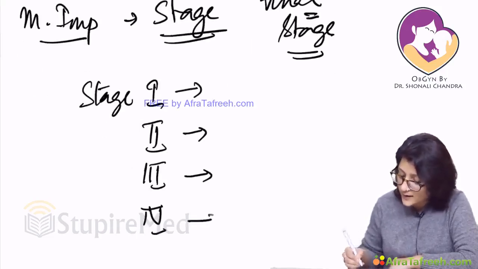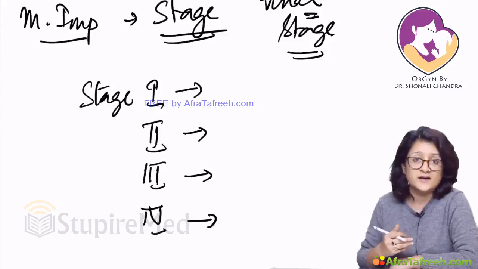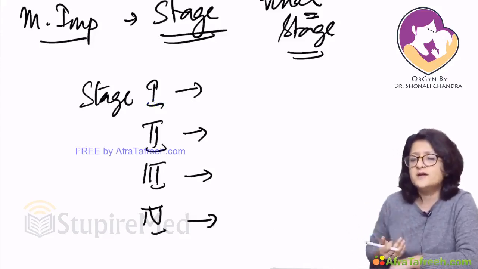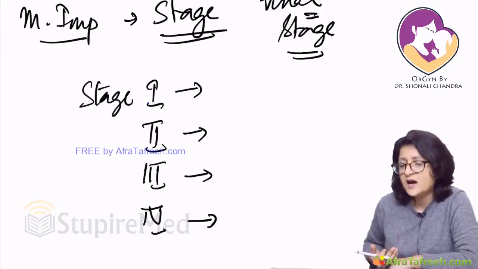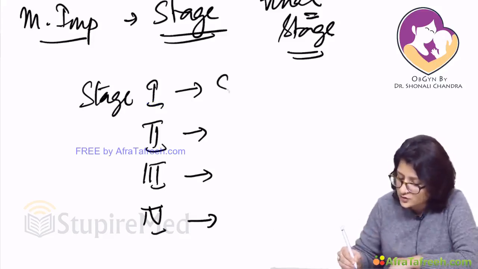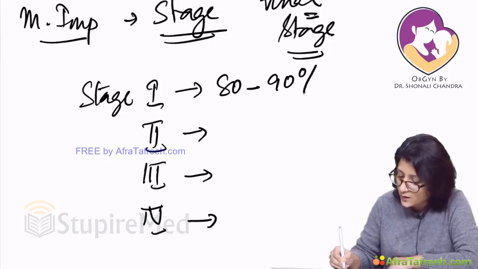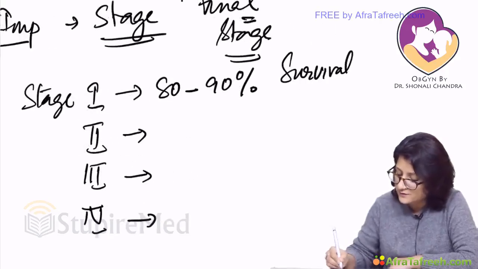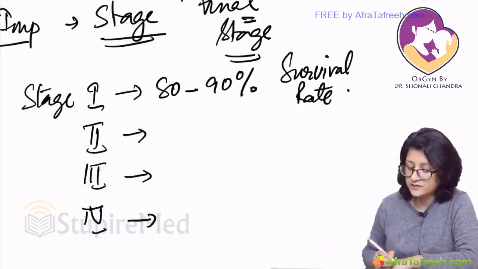Now with very early stage 1, like 1A, 1B, the prognosis is very good, about 90%, and it drops down to about 80% when it is stage 1C. So there is a range of about 80 to 90%. What is this 80 to 90%? This is the survival rate. 80 to 90% survival rate.